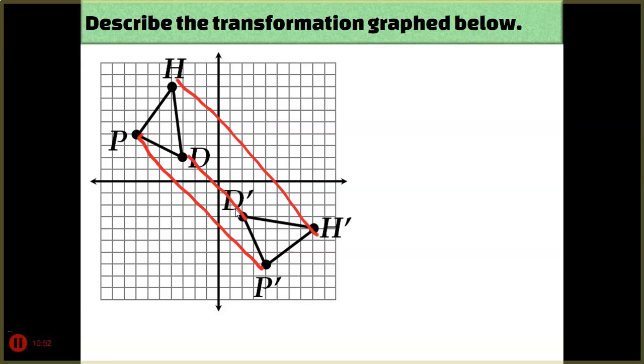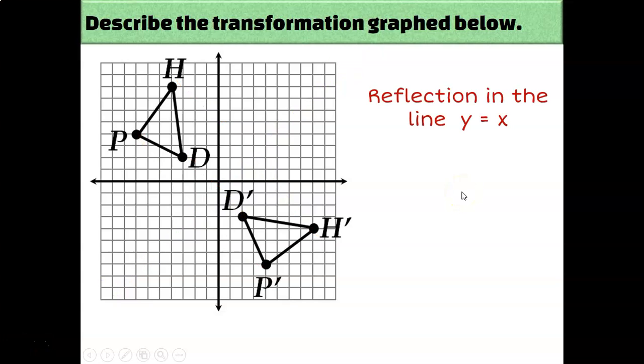You might remember I gave you a little bit of a cheat code for this class because for diagonal lines of reflection, the only one that we're going to use is y equals x. We're not going to reflect over any other diagonal lines. So since the segments that connect the pre-image and the image are diagonal, the line of reflection must have been the line y equals x. That purple line is perpendicular to the red lines. So my answer here would be that this is a reflection in the line y equals x.